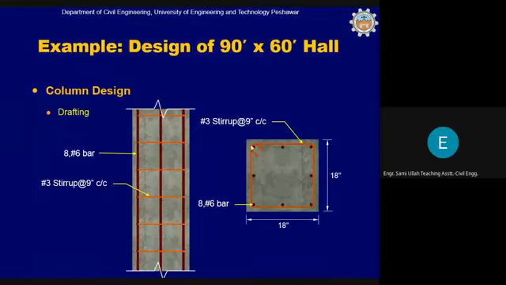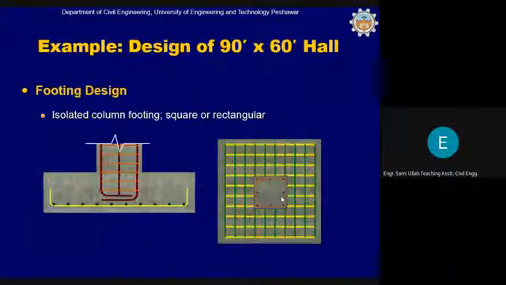Next is the design of footing. The isolated column footing, square or rectangular, is designed in this manner. The reinforcement will finally look like this. You have already learned how to design an isolated column footing in your previous course. You will follow the same steps.